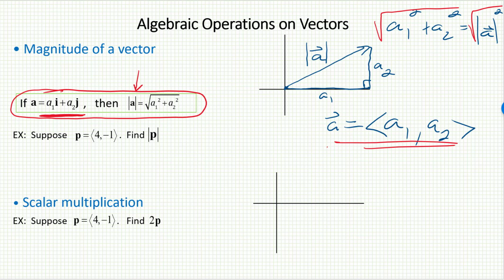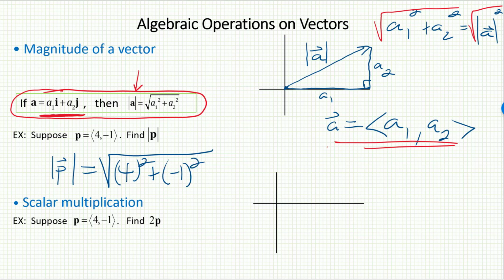For example, suppose I have vector p, the vector 4, negative 1, and I want to know the magnitude of vector p. I really don't need a picture there. I can just use my formula. It's always the square root of the horizontal component squared plus the vertical component squared. A little bit of simplifying and I've got it. 16 plus 1 is going to be the square root of 17. Obviously, I could get a decimal off the calculator if I wanted one.